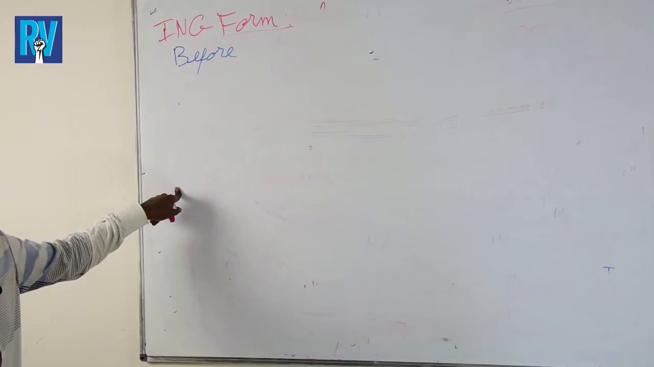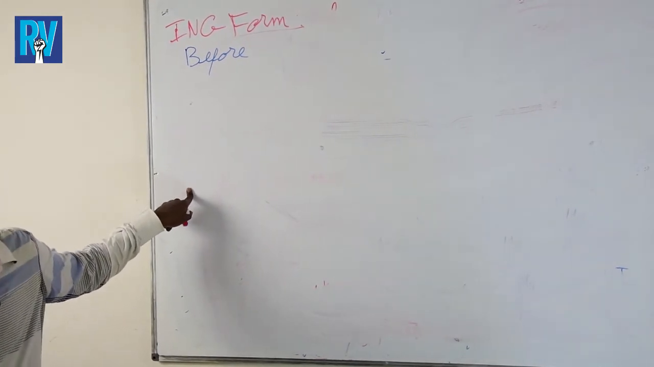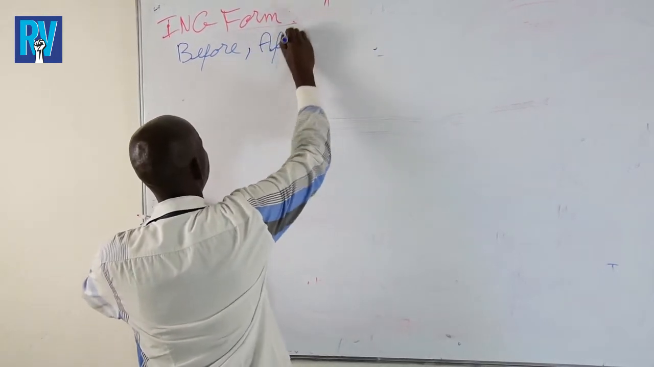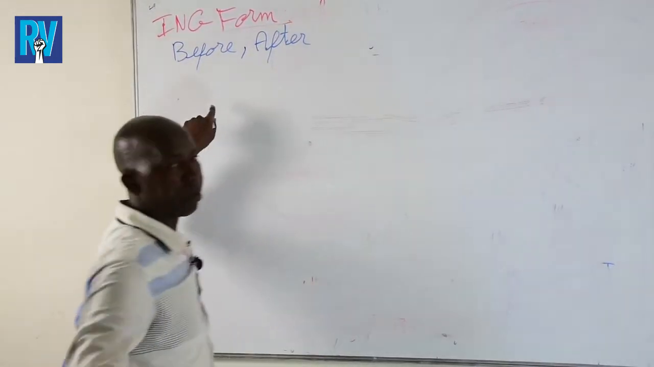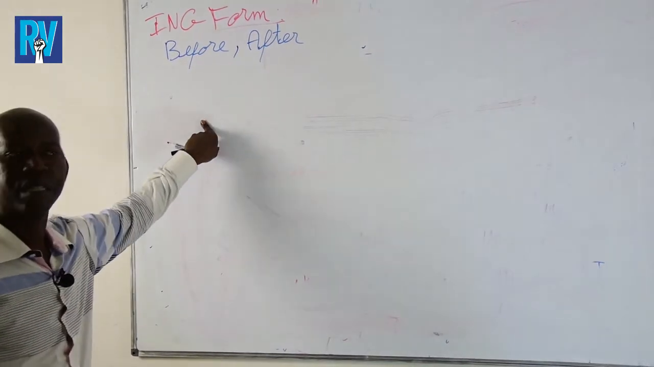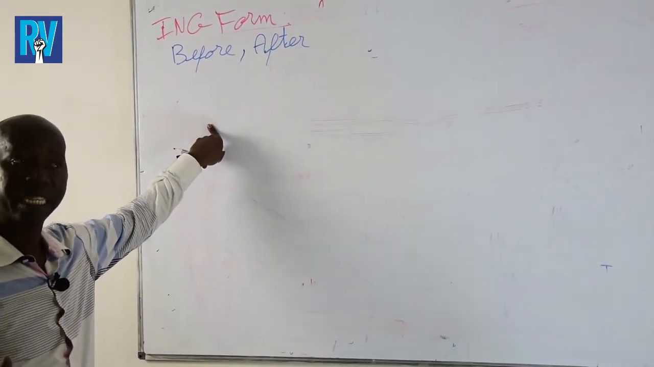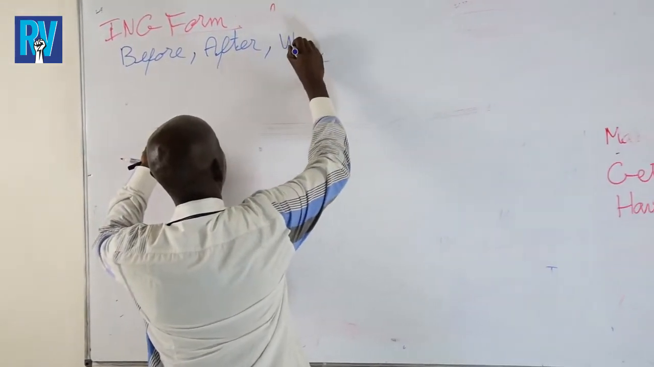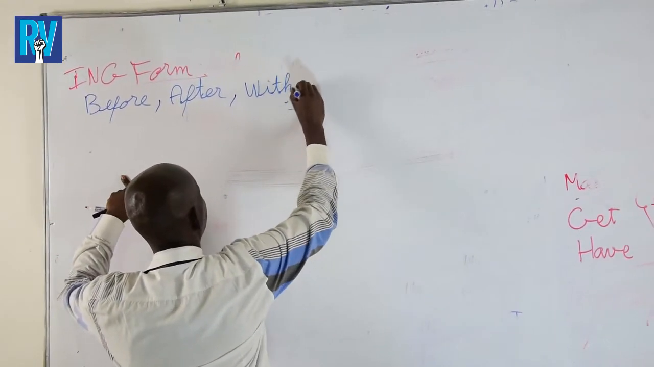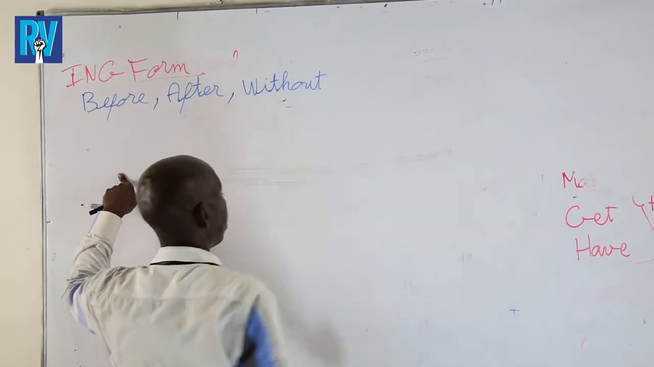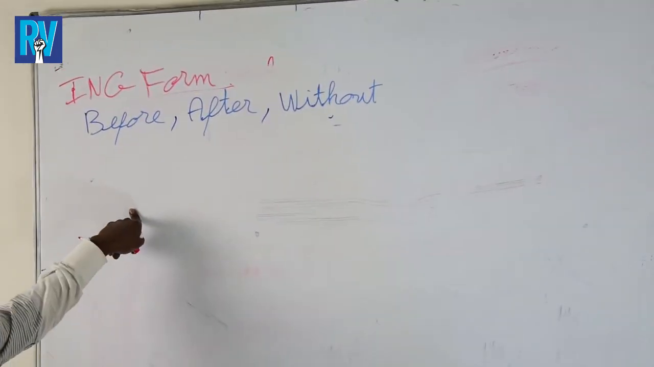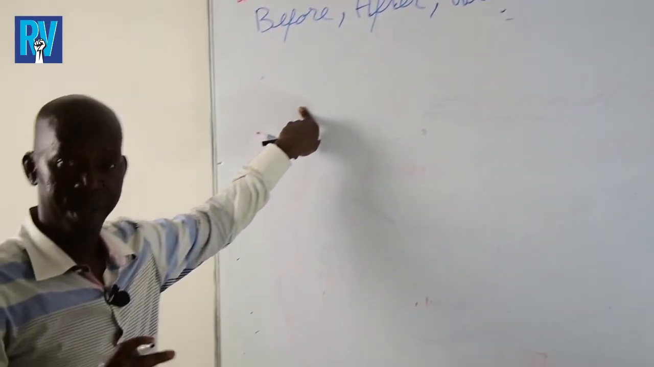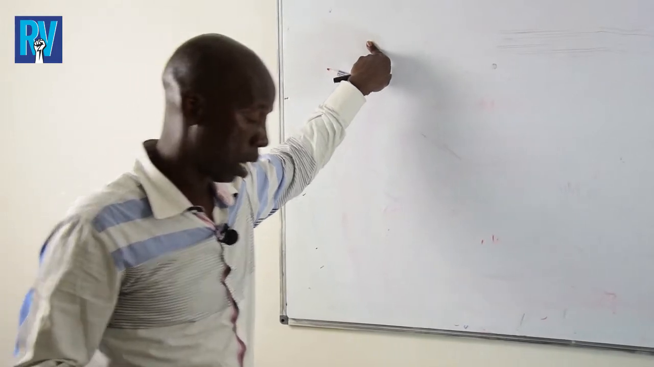Before taking, avant de prendre. Before eating, avant de manger. Okay? After. Devant un verbe, le verbe prend la forme ing. After reading, après avoir lu. After eating, après avoir mangé. And I have without, sans. Without, sans. Okay? I went there without seeing. No? Sans voir. Le verbe suit s'écrit avec la forme ing.